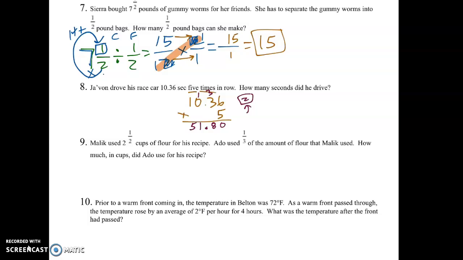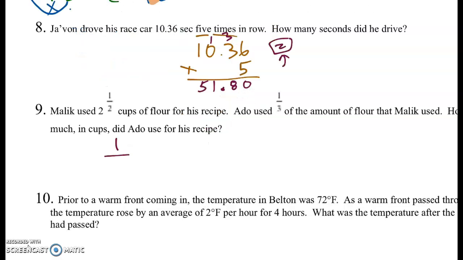Number 9. Malik used 2½ cups of flour for his recipe. Ado used 1/3 of the amount of flour that Malik used. So how much in cups did Ado use for his recipe? So to find 1/3 of a number, we struggle with this. Find 1/3 of a number. Well, let's think of, find 1/4 of a dollar. 1/4 of a dollar.